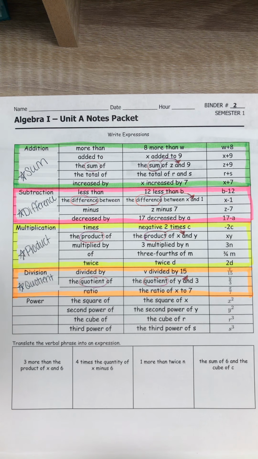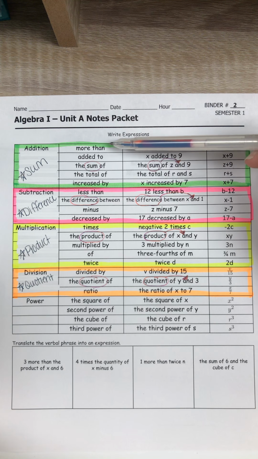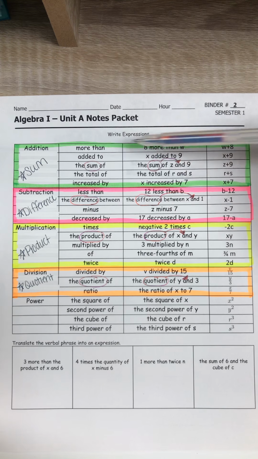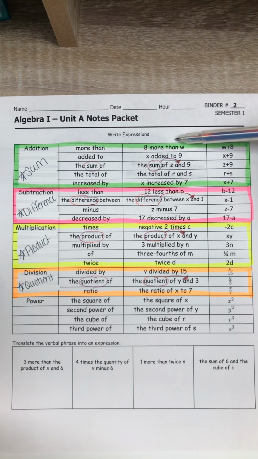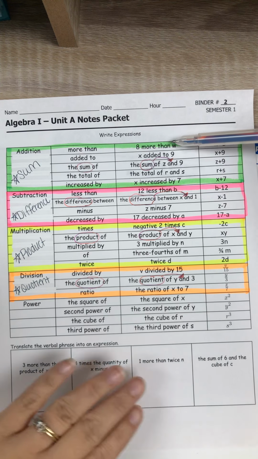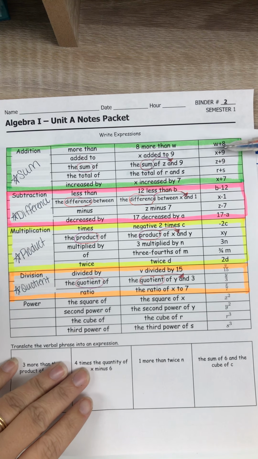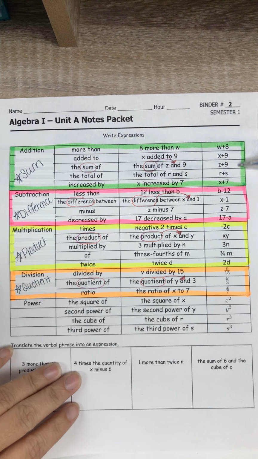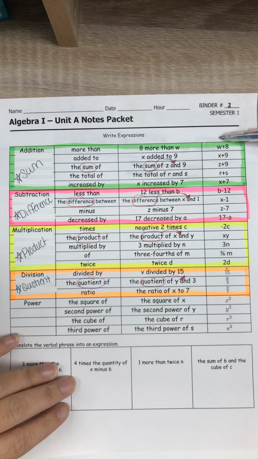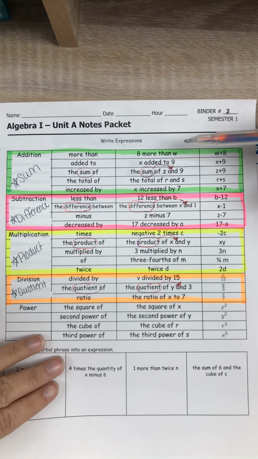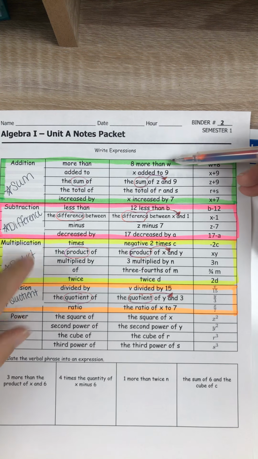Today we're going to talk about writing expressions. There are several different words that mean the word addition, and they're all listed here for you. There are examples of what it'll look like in words, and then over here on the far right side, it's how it's actually written out. So one thing I want to bring your attention to is "more than."